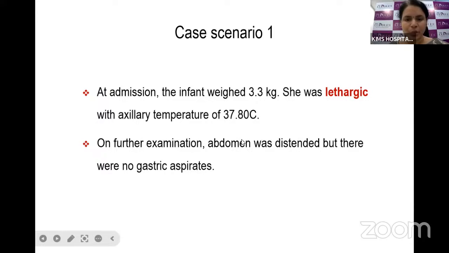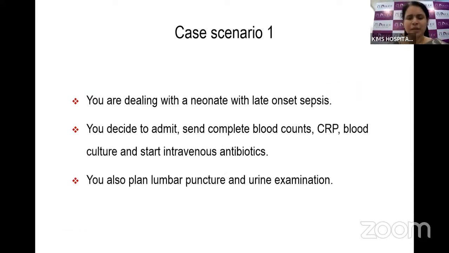On examination, she was lethargic with an axillary temperature of 37.8 degrees Celsius, which is indicative of hypothermia or fever. On further examination, the abdomen was distended, but it was not tense or tender. There were no gastric aspirates. So to summarize, we have a full-term baby who has presented with symptoms suggestive of late-onset sepsis in the form of poor activity, lethargy, and abdomen distension.